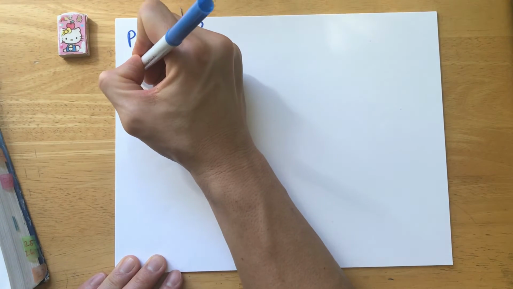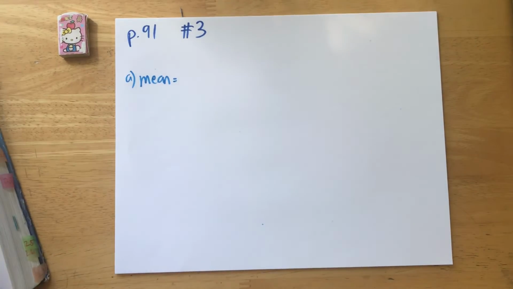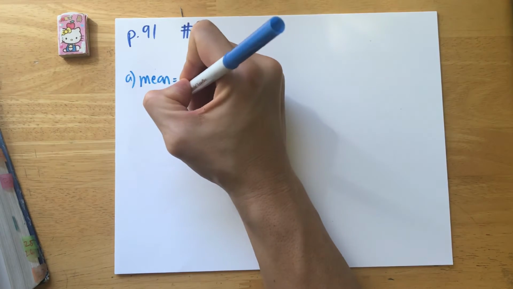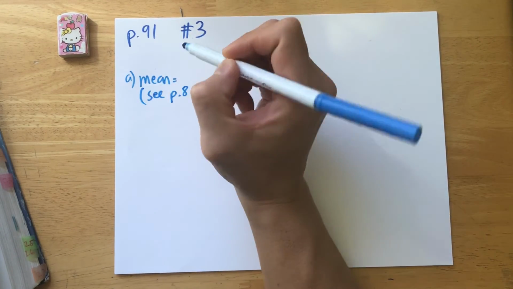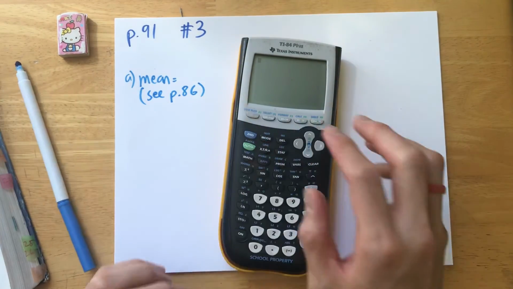Okay, so we're talking about the price of 10 different electric smooth top ranges, and we want to calculate the mean, median, quartiles, range, and the IQR. The first one they asked for is the mean. I know it says by hand, but is it okay if I show you how to do it by calculator? Don't tell anyone I showed you this, okay? Let me show you how to do this on a calculator. I want you to see page 86.